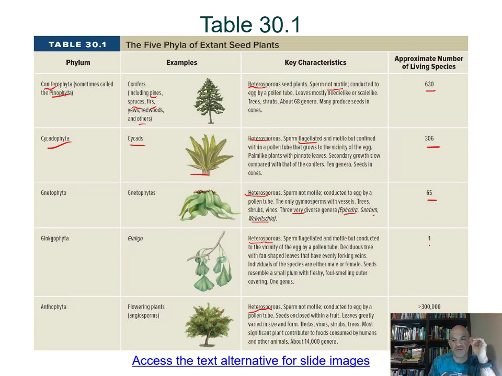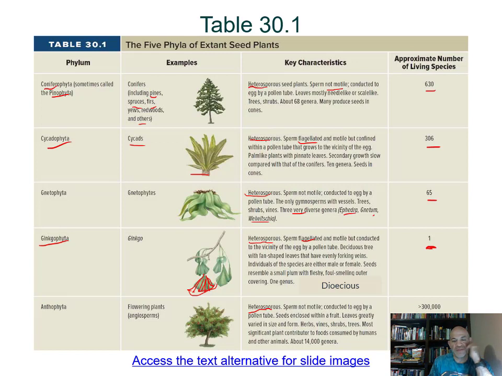This one is interesting. There's only 1 species left of an entire phylum called the Ginkgophyta. And the name of the species is Ginkgo biloba. And it has this characteristic fan-shaped leaves where the veins all run in a fan-like pattern. And here the sperm are flagellated, and they have separate male and female plants. The entire plant is separate, kind of like we saw with mosses, which is referred to as dioecious. And so this is interesting that only 1 survives today. There's an interesting little history given in your lab manual, so you can read about that.